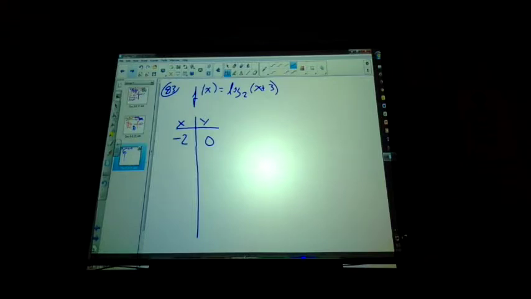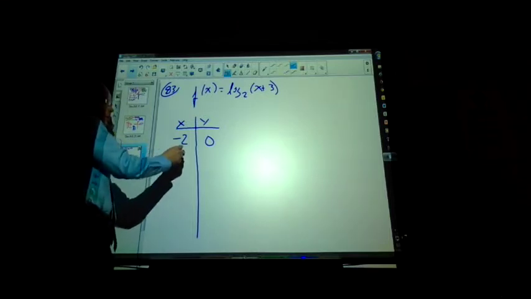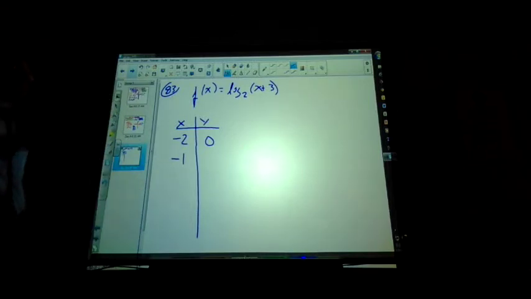So what's going to be something else that's going to get me a base of 2 in there? What value would I plug in for x? Would negative 1 give me a base 2? Yeah. So negative 1 plus 3 is 2. Log base 2 of 2 is equal to what? 1.